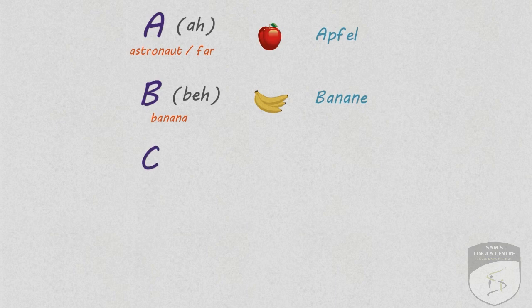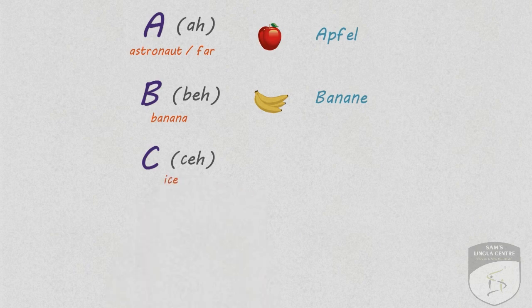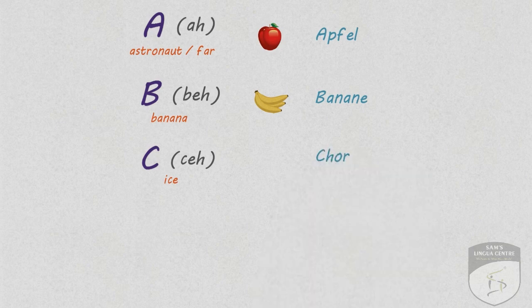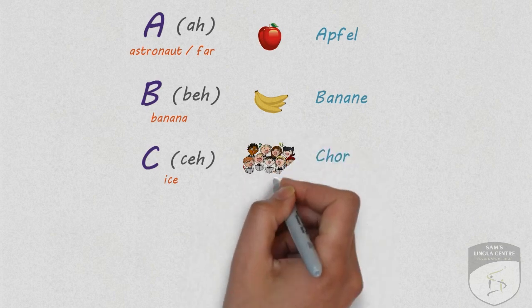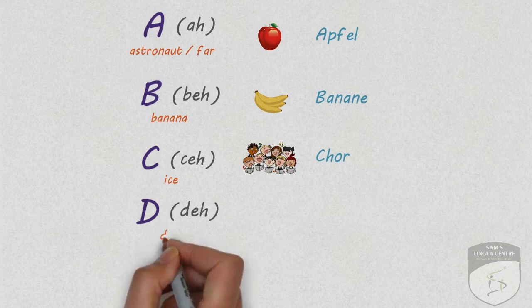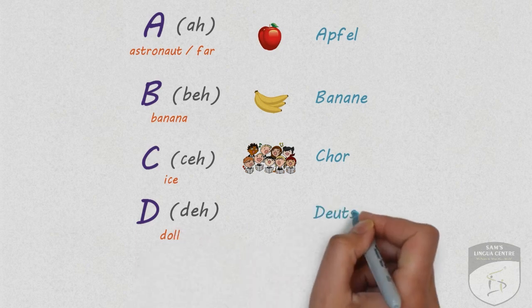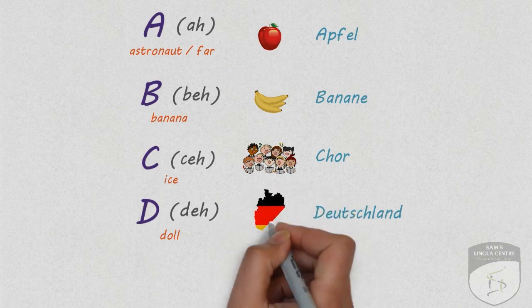Let's have a look at the letter C. C, which is pronounced like the C in the word ice. In the German language, words which normally start with the letter C are pronounced like the letter K. Here we have the word Chor, Chor, which means choir. D. D sounds like the D in the word doll. Here we have the example of the word Deutschland, Deutschland, which means Germany.